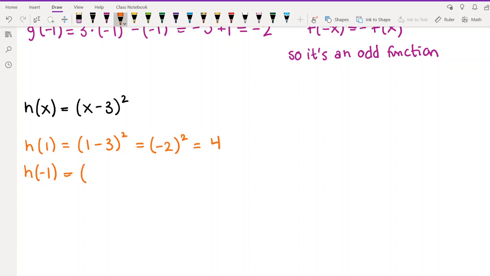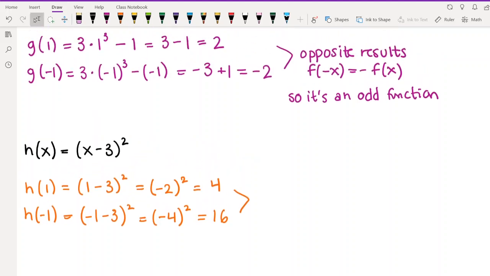Okay, what if we plug in -1? Then we have -1 minus 3 squared. And so what's -1 minus 3? Well, that's -4. And what is -4 squared? That's 16. And so we plugged in opposite numbers, and we got completely different results, right? They're not the same, they're not opposites, they're just completely different.